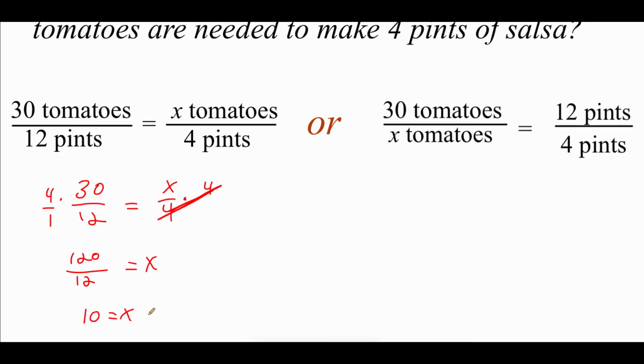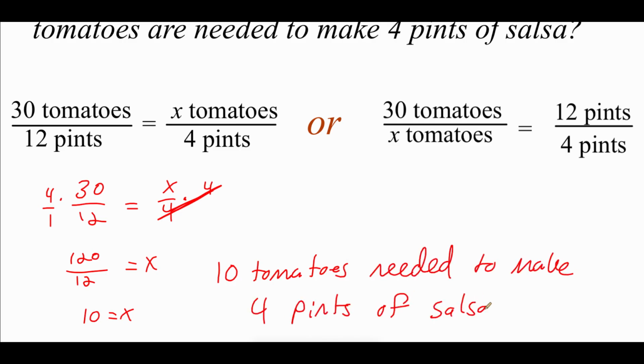But because this was a word problem, there's some context to that answer, and that x value represented a number of tomatoes. So in order to make 4 pints of salsa, we would need 10 tomatoes. Now I'm not going to go through and do all of the actual solving, but if we were to solve this other proportion instead of the first one that we solved, we would get the exact same answer.